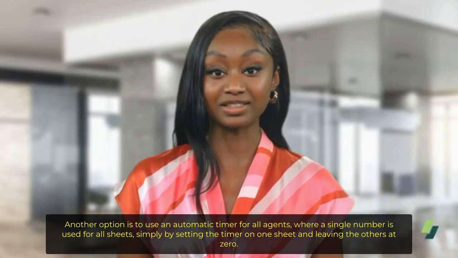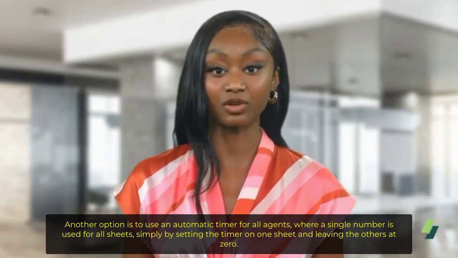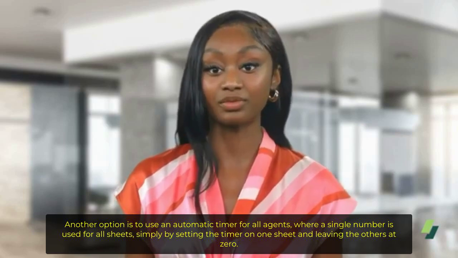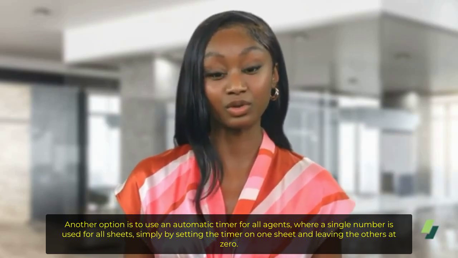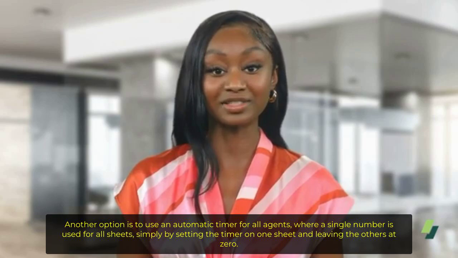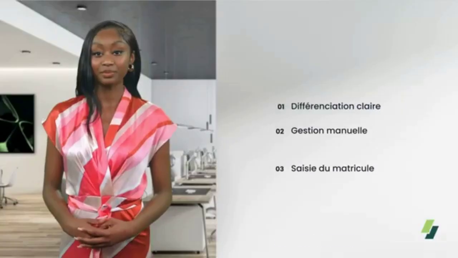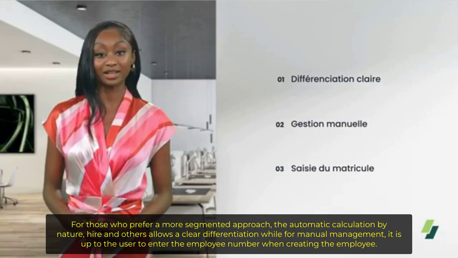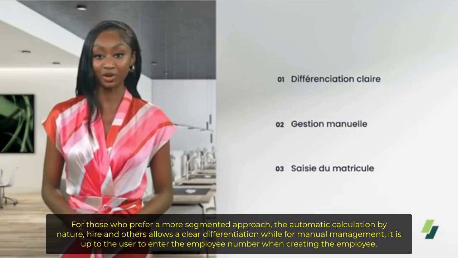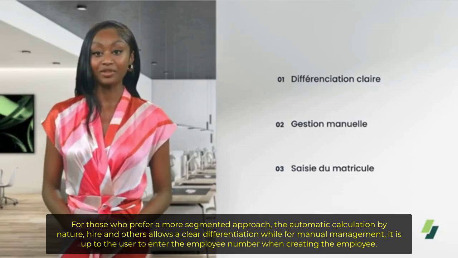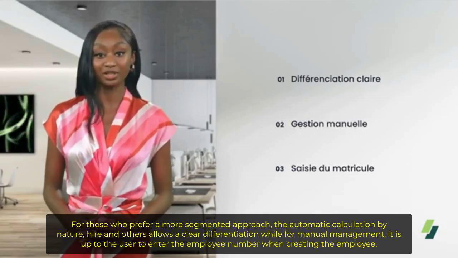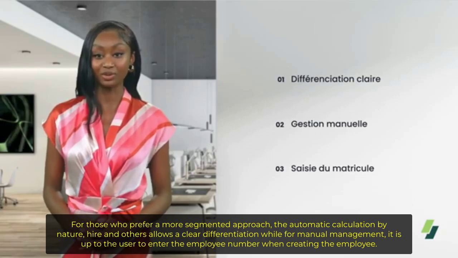Another option is to use an automatic timer for all agents, where a single number is used for all sheets, simply by setting the timer on one sheet and leaving the others at 0. For those who prefer a more segmented approach, the automatic calculation by nature, hire, and others allows a clear differentiation, while for manual management, it is up to the user to enter the employee number when creating the employee.